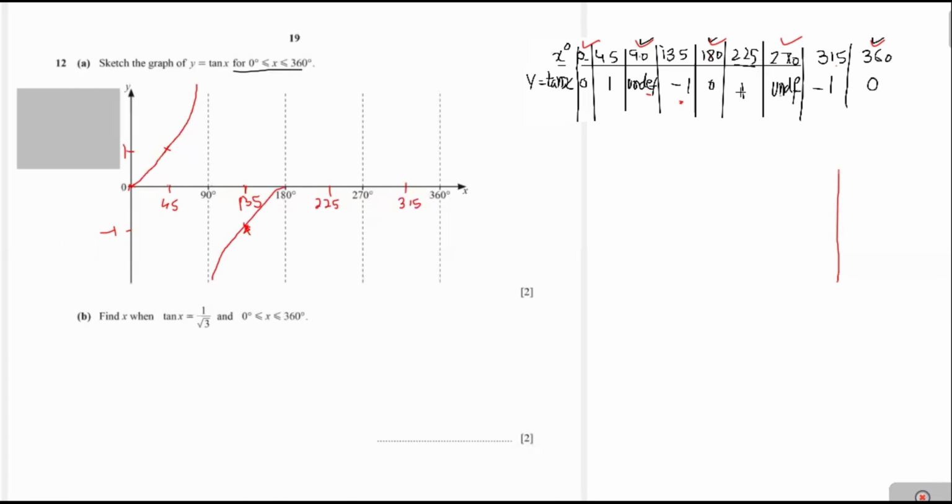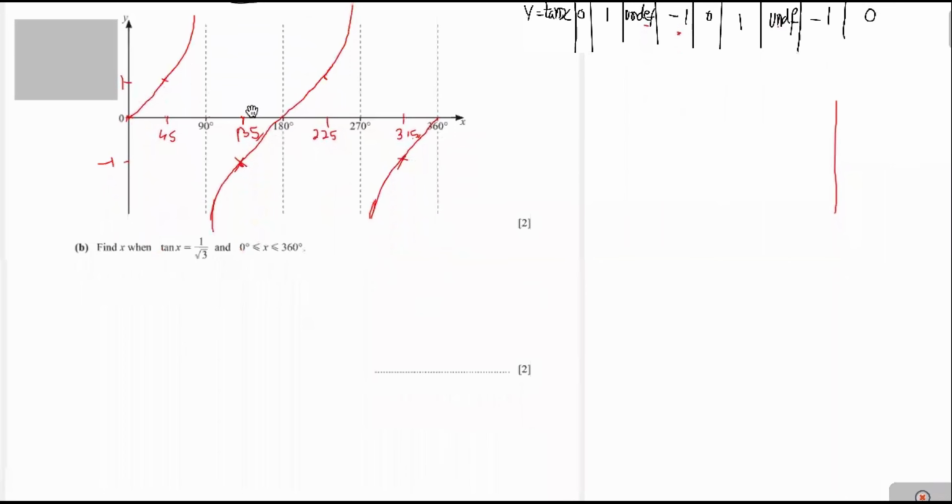Next is 0 to 1, and this point is 1, and then undefined. Next is 270 to 360. 270 is undefined and 315 is minus 1. This is the minus 1. 360 is 0, and from 270 to 360 it goes from undefined to minus 1 to 0. And this is the tangent graph. Now this is the graph.